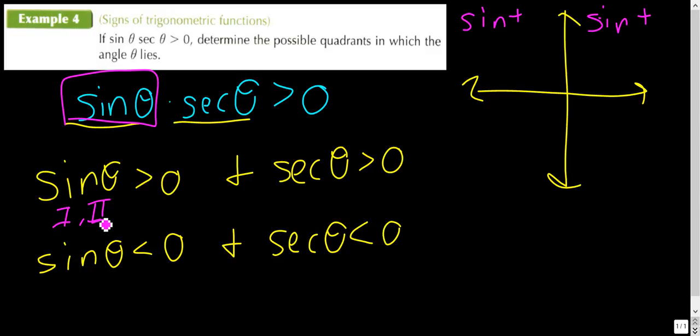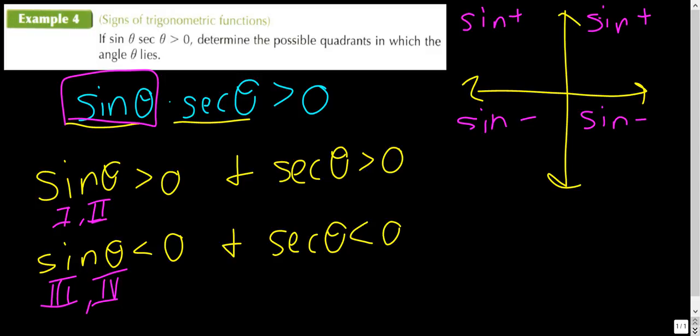Likewise, sine is going to be negative in the third and fourth quadrants, so the bottom. Those are going to result in negative values because sine, remember, is attached to our y coordinate if we want to think of it on the xy plane.